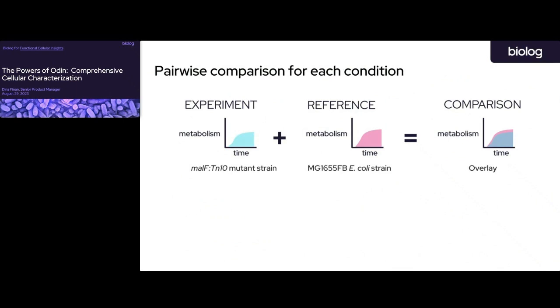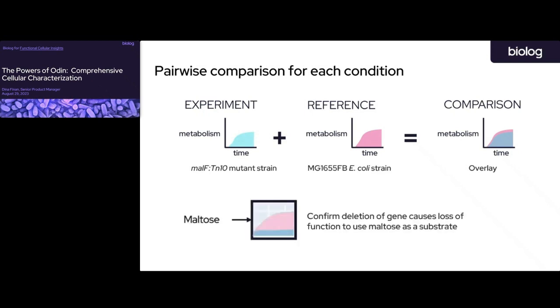So if you're making that pairwise comparison between two strains or two cell lines, Odin does all of the analysis automatically. You would tell the software which sample is your reference sample, which in this case was our wild type E. coli strain, and then which sample is your test or experiment sample, which in this case was a strain that had a deletion of the MALF gene, which is part of the maltose transport system that is required for the bug to be able to use maltose or other dextrin and starch-derived sugars as carbon sources.